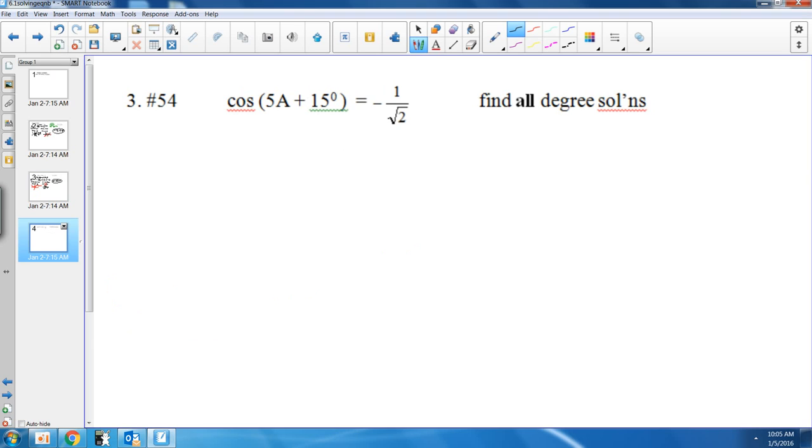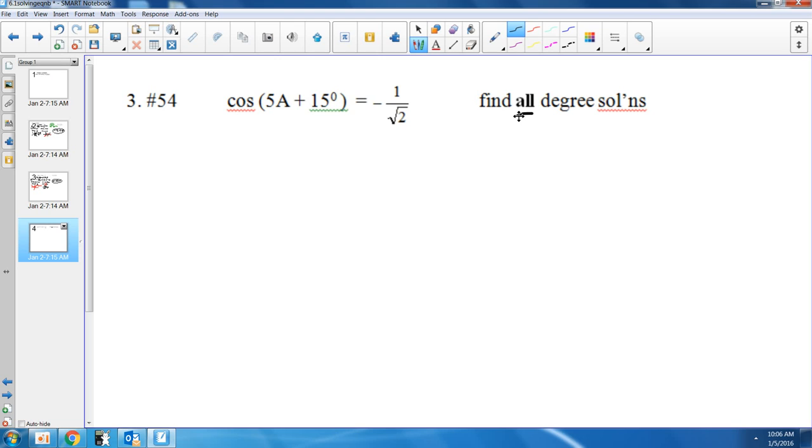The last problem I'd like to do is one that looks a little bit different, and students can have problems with this one, not for really a good reason. It's not that hard of a problem. It's just a different way of thinking about it. The question is cosine of 5A plus 15 equals -1 over square root of 2. And the directions, again, are find all degree solutions. That's where I have that K business. I have to put that in my answer.